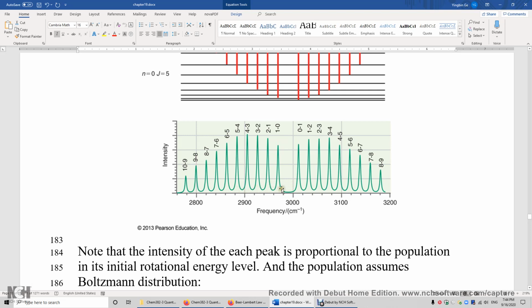So this is vibration minus 2b. This is vibration minus 4b. The difference is 2b. So basically, you just measure this difference. The difference is equal to 2b. What about these two? They differ by 2b. So you just measure this and divide that by 2. You get this rotational constant b.